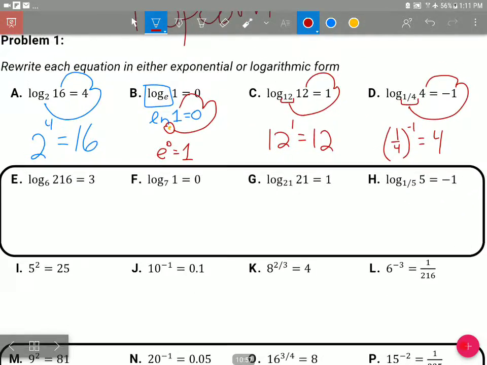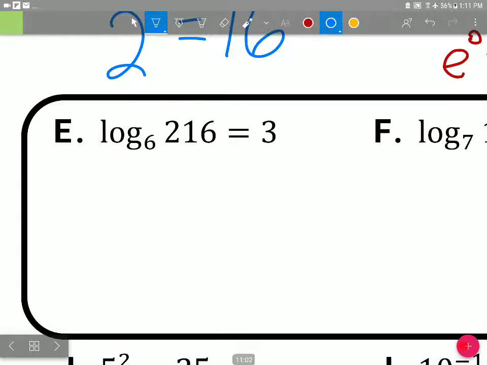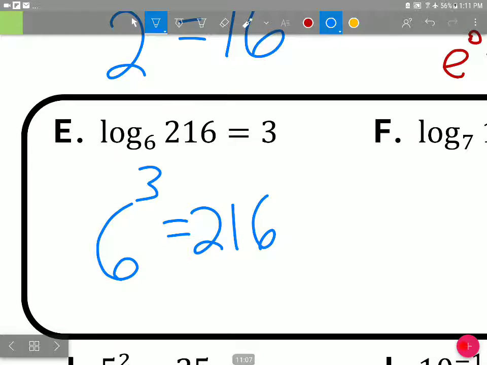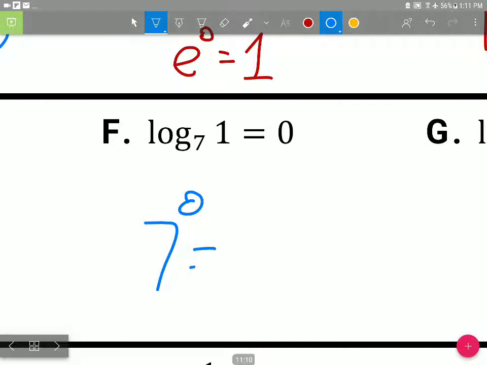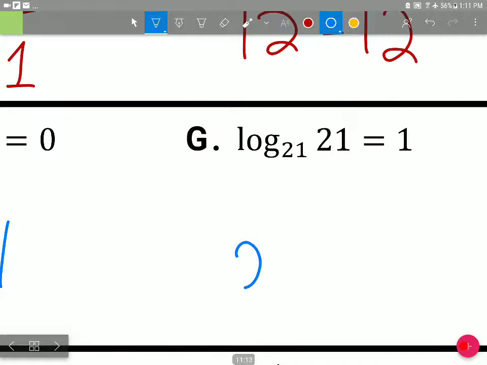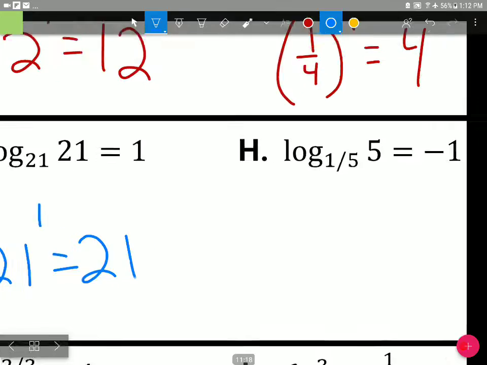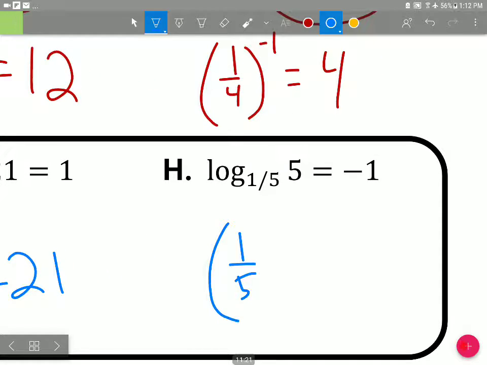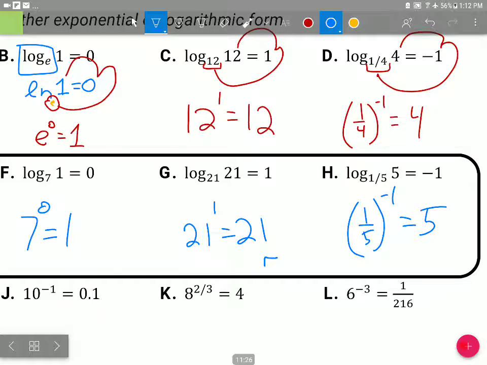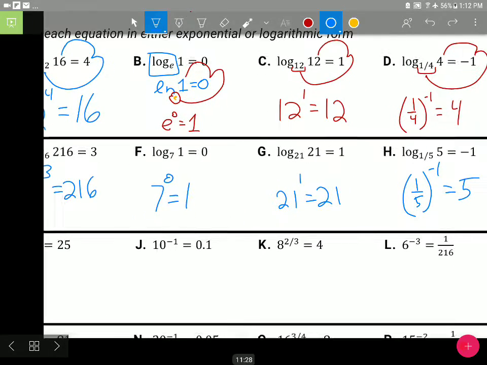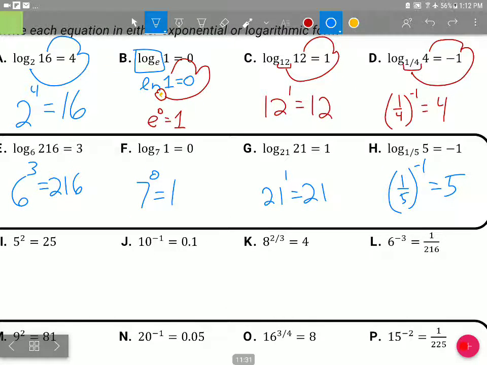All right, try the next 4: E, F, G, H. Take 20 seconds. Do the next 4. I think you can do it in about 6. All 4 of them, just the next 4 problems. E, F, G, H.